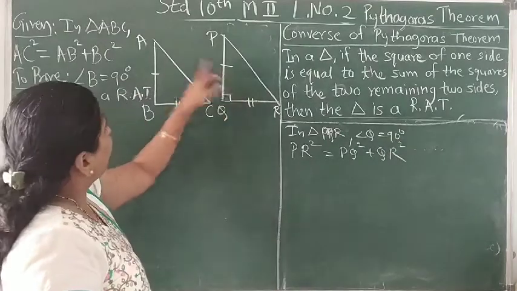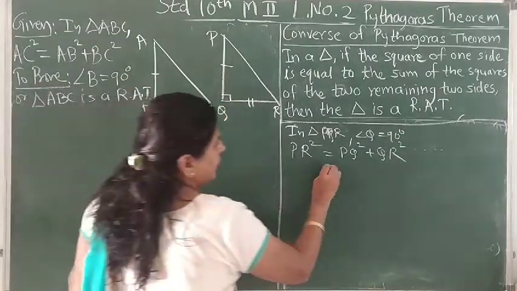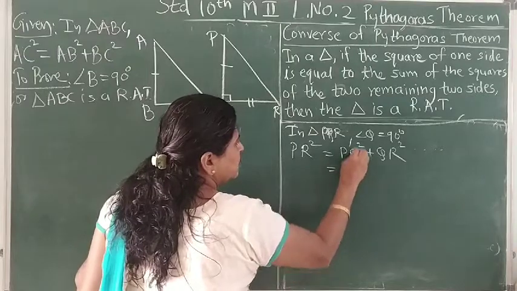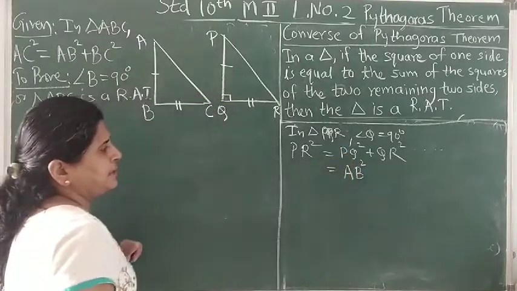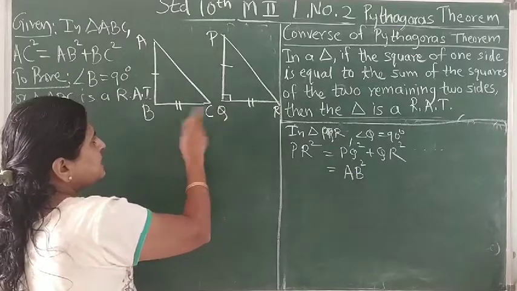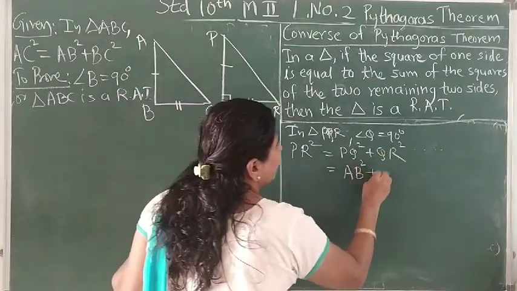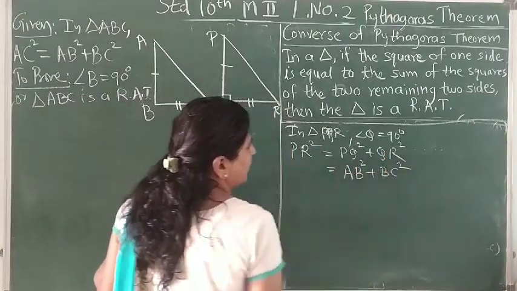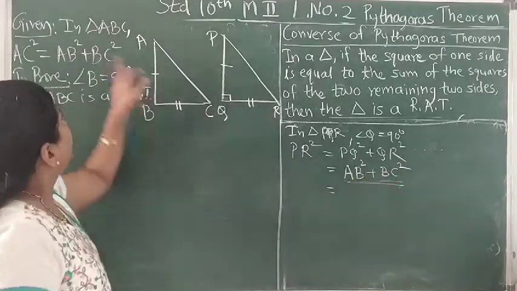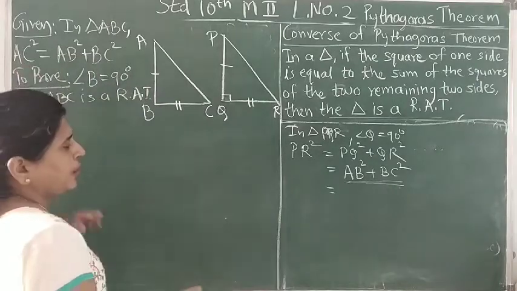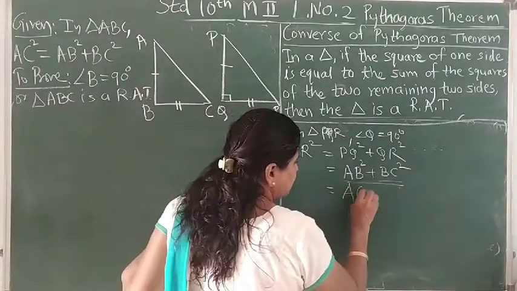But now PQ and AB are equal. If PQ and AB are equal, their squares are also going to be equal. So PQ square can be replaced by AB square. And QR and BC are equal, so QR square can be replaced by BC square. Okay. But in the given it is said that AB square plus BC square is equal to AC square. This is our given, AC square.